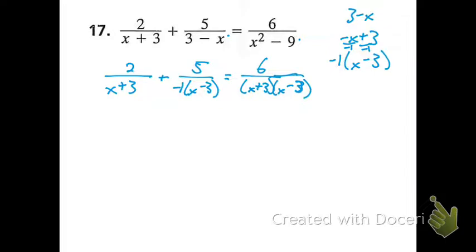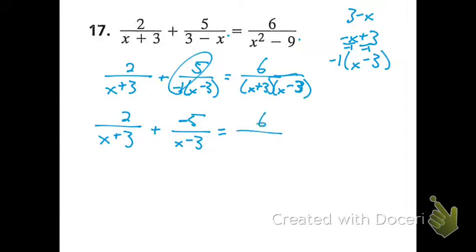Okay. Now, just like we did with one of the fractions before, I'm going to take this. 5 divided by negative 1 is negative 5. So I'm just going to change this into this, just to make it look a little bit nicer to us. So I'm just putting that negative 5 there and leaving x minus 3 down below. It's still plus right now. This is still 6 over x plus 3, x minus 3. So I just cleaned that up a little bit.